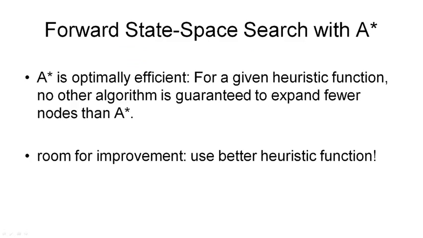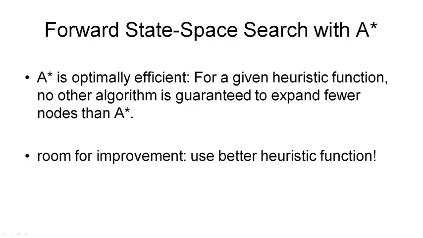Here is a quick recap of one of the things we've already learned about A-star, namely that A-star is optimally efficient. This means that for a given heuristic function, no other algorithm is guaranteed to expand fewer nodes than A-star. This means that if we are given a heuristic function and that function is fixed, we cannot change it, and we insist on having a minimal length solution plan, then there cannot be an algorithm better than A-star that we can use for search. But there are a few caveats.